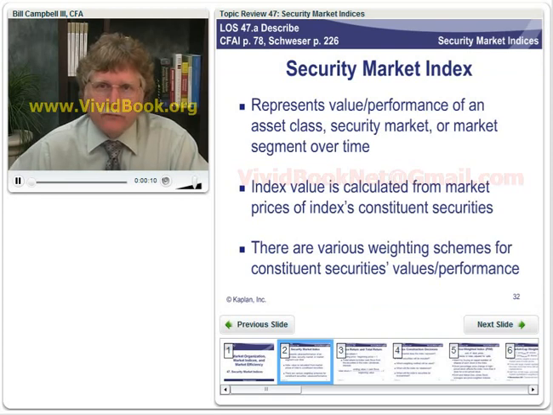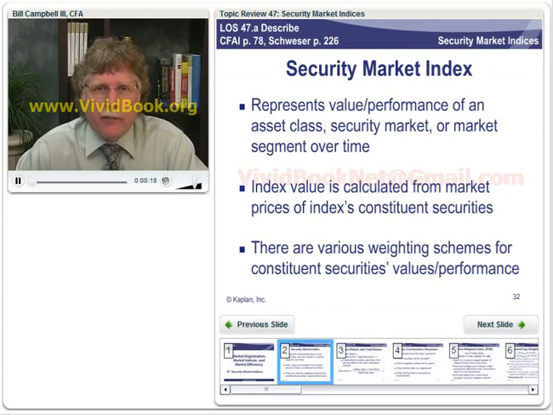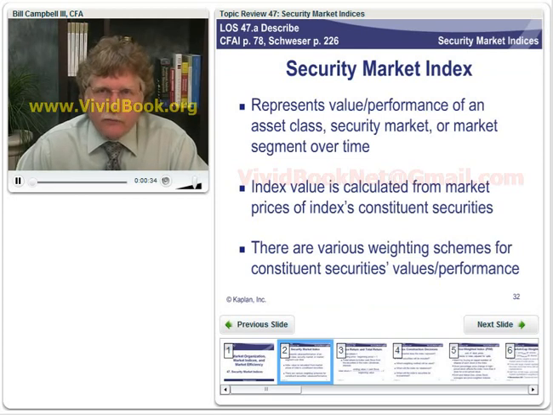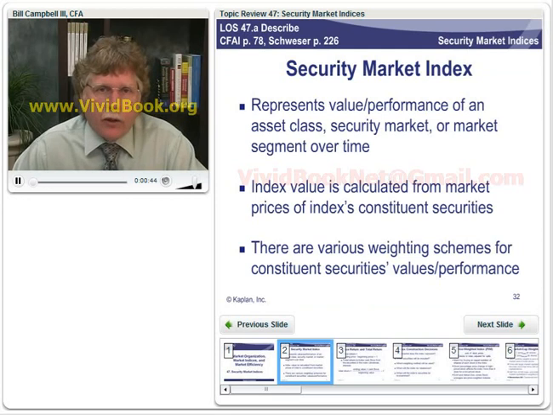Here we go. A security market index. This represents the value or performance of an asset class, security market, or market segment over time. It's like a hypothetical portfolio. You pretend that you invest in certain stocks. Could be, like we say, an asset class, so it could be large cap stocks, or it could be a particular market. It could be healthcare stocks, or financial stocks, or a regional market, or chop it up almost any way you want.